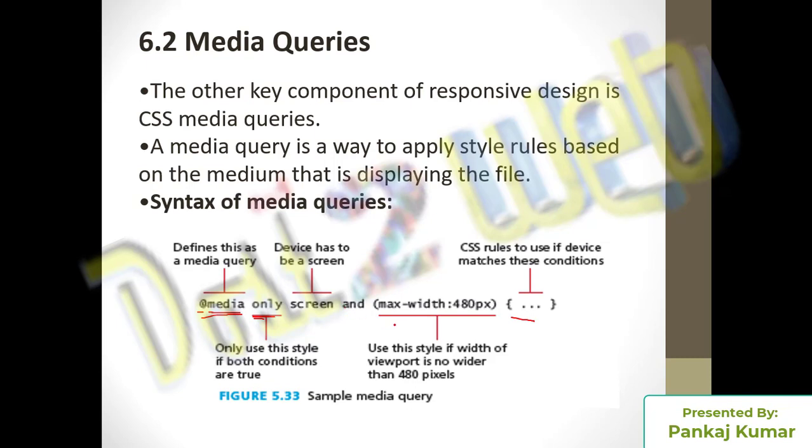And what is the and? The maximum width of the device should be 480 pixel. So use this style if the width of the particular device is not wider than 480 pixel. So if you have a mobile device with 480 pixel, then this media query will work. And whatever CSS rule you want to define, you define in this, and accordingly it is going to match this condition. This is how we have to define media queries in the CSS.